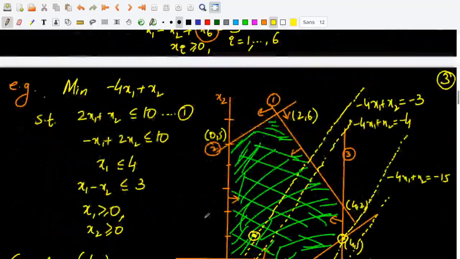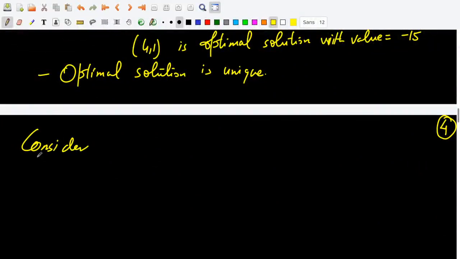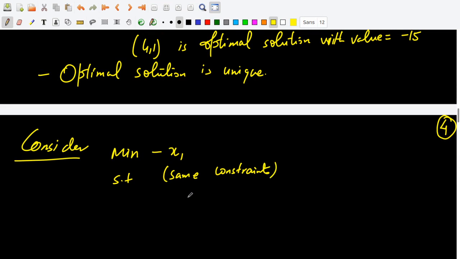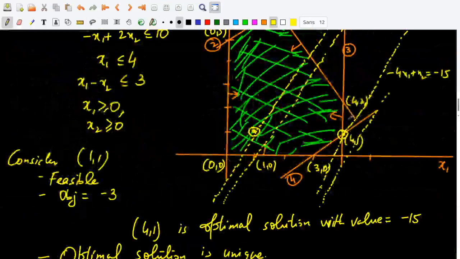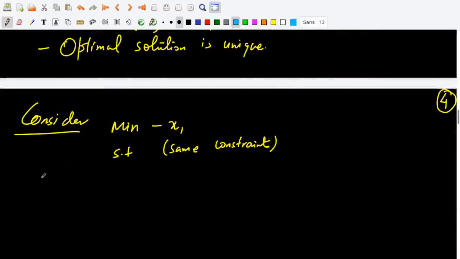If I change my objective function to minimize minus x1, so consider minimize minus x1 subject to the same constraints. Then by looking at the picture, we can see that all blue points would be optimal with the optimal value of minus 4.